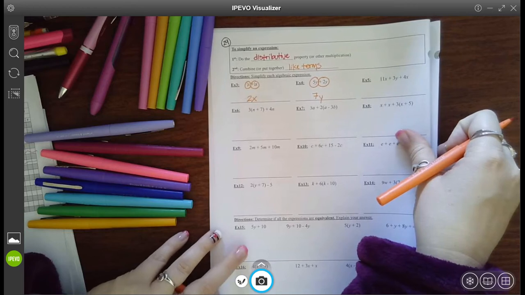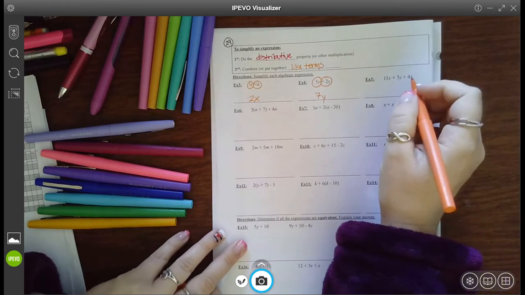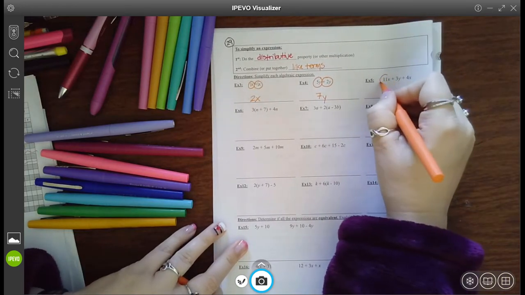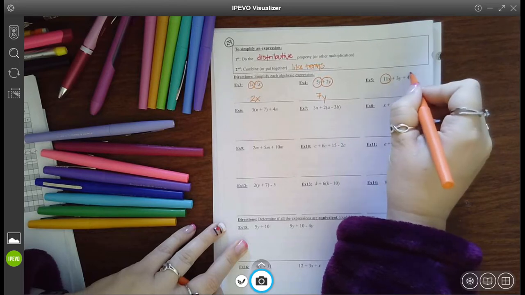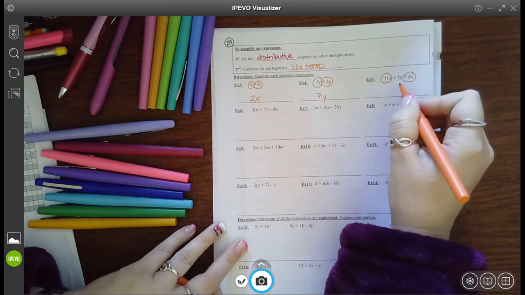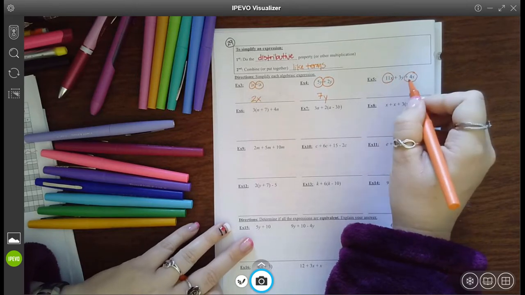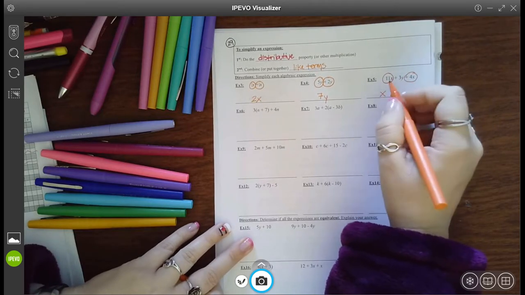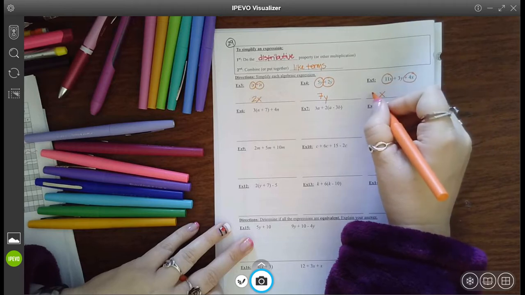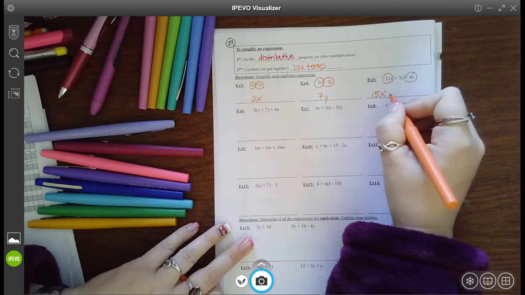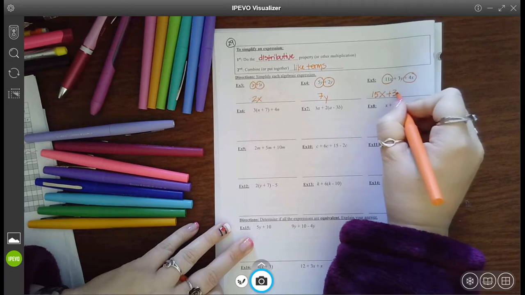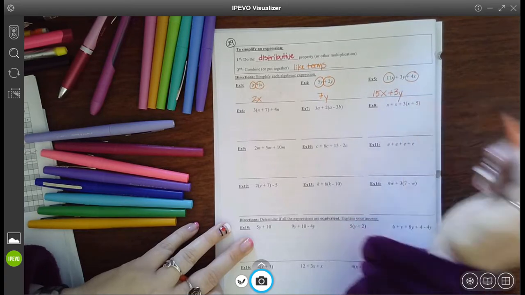Okay, now we're going to get a little bit trickier. Do you see any other x's? Yes. This one and this one. Do I circle this one? No, because it is not a like term. I'm only going to combine these two, so keep it an x, and 11 plus 4 is 15. And then you just tack on that other term that has no friends, plus 3y. Okay.